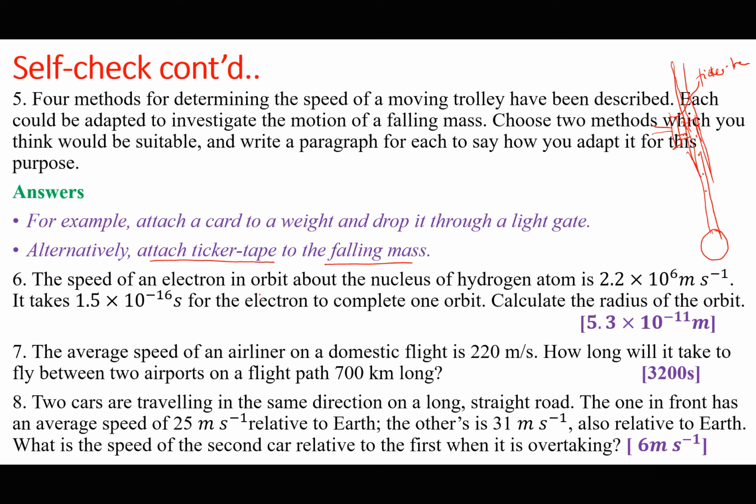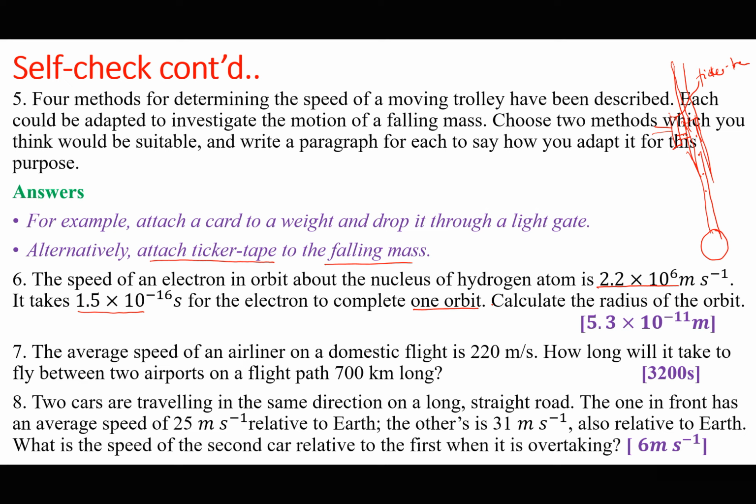The speed of an electron in orbit about the nucleus of a hydrogen atom is about 2.2 times 10 to the power of 6 meters per second. It takes 1.5 times 10 to the power of minus 16 seconds for the electron to complete one orbit. Find the radius of the orbit. So one orbit is equal to the circumference.